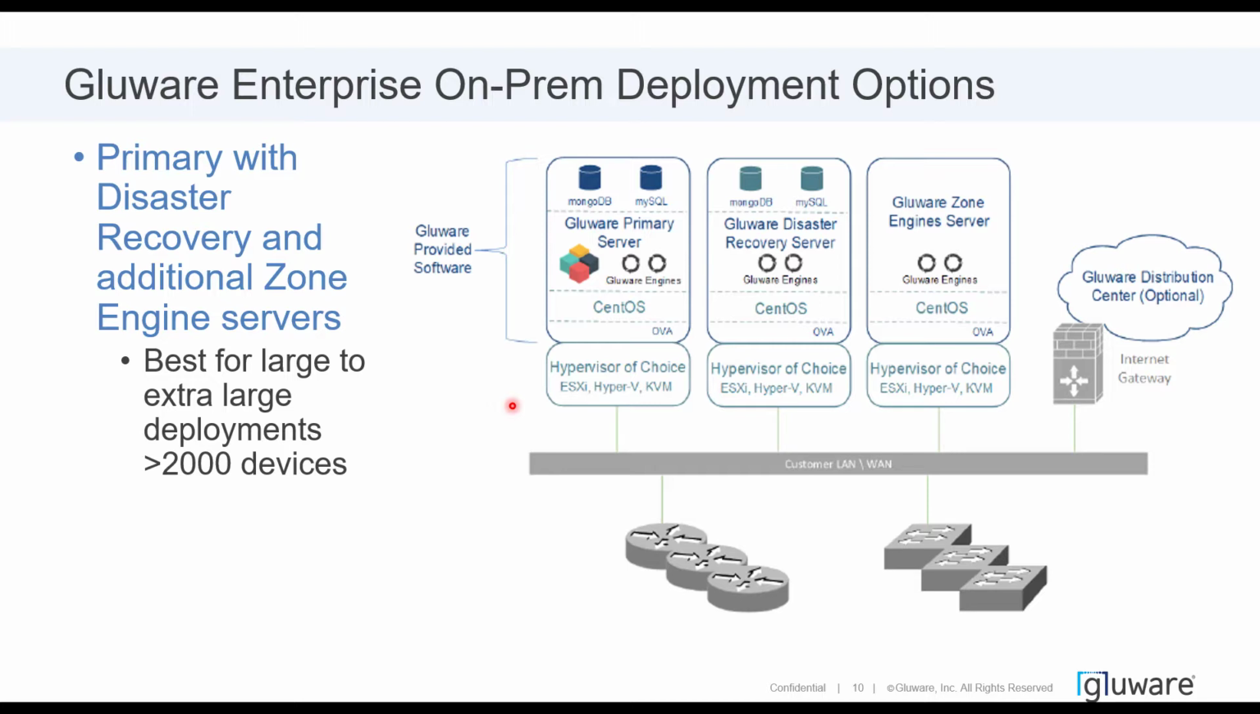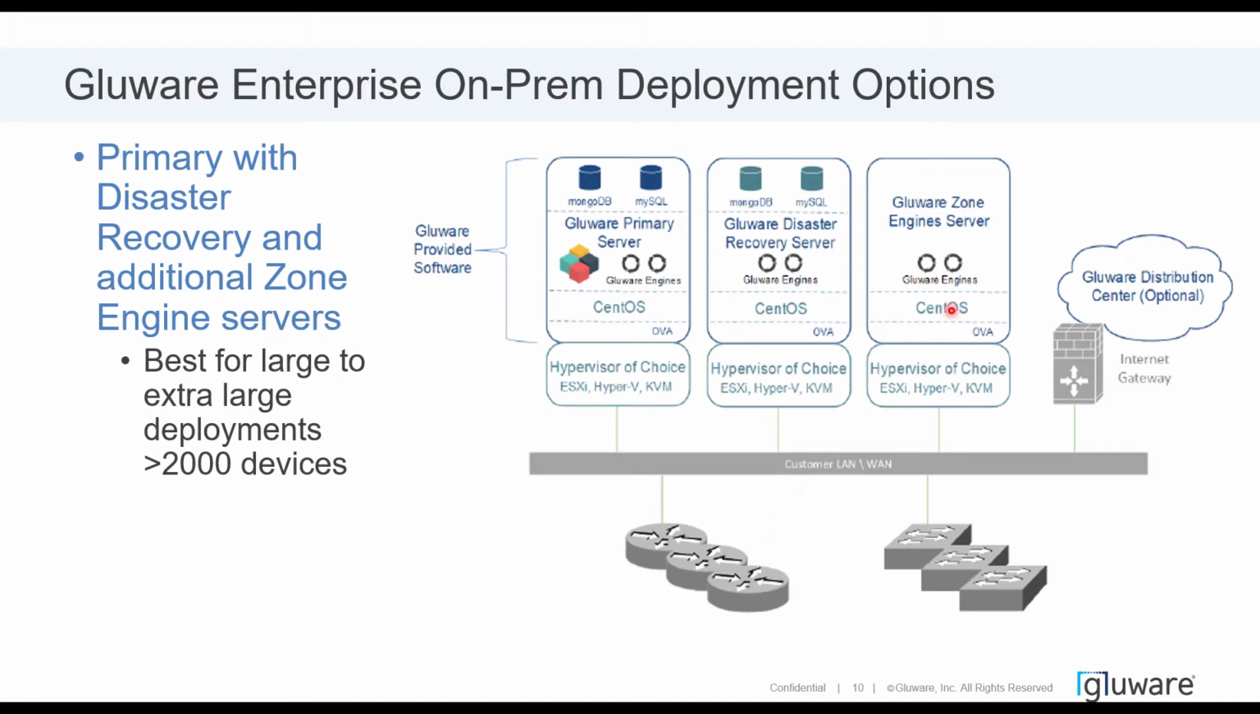And again, we've gone to very, very high scale deployments where you have your primary server, your disaster recovery server, and then one or more additional Gluware Zone Engine servers. Just think of those Zone Engine servers as distributed horsepower. The devices within a given zone point to that Gluware Zone Engine as their primary server for all the Gluware jobs.